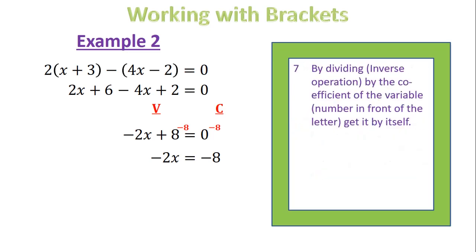Step 7. By dividing by the coefficient of the variable, get it by itself. So here I look, what is in front of my x? It's a negative 2, and so I divide both sides by negative 2. I put the negative 2 in brackets. It just means that we don't have two signs next to each other. So negative 2 divided by negative 2 just gives me x, and that equals negative 8 divided by negative 2, 4. And that means step 7 is complete, and that means my final answer is x equals 4.